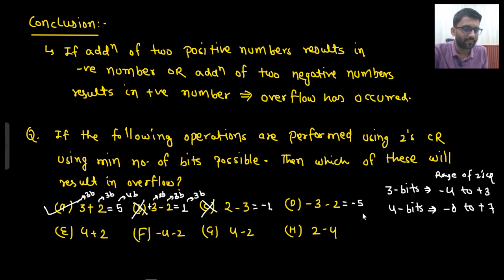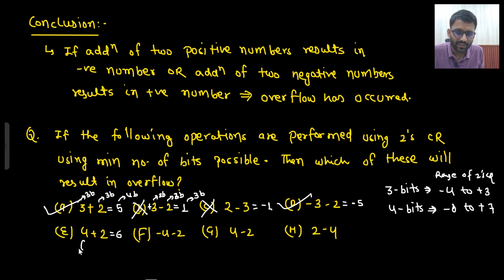Here overflow will occur, because the answer will be minus 5, that is flowing out of the range. So overflow will occur. 4 plus 2 is 6. 2 will come in this range, but 4 will not come in this range, so we need to use 4 bits.